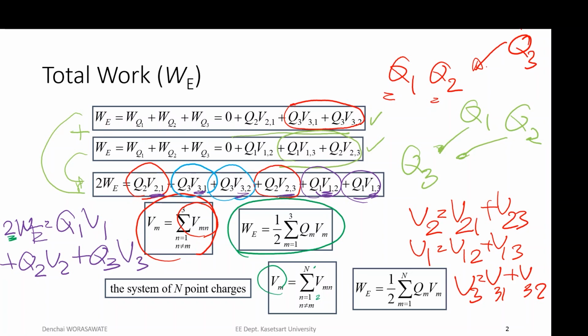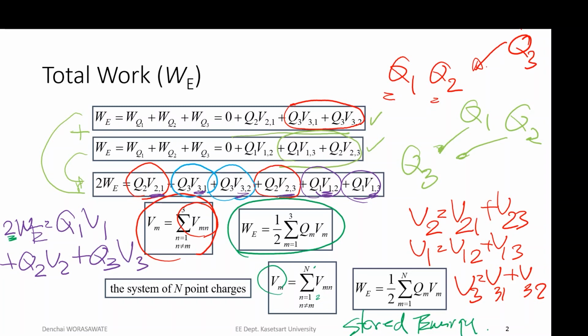The charge will absorb the energy, and this energy is going to be stored inside the system. So actually the work that we apply is equal to the energy stored in the system. We can call this the stored energy. This is the equation for point charges.